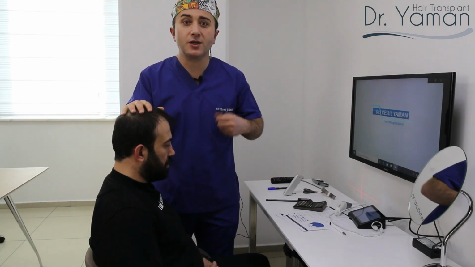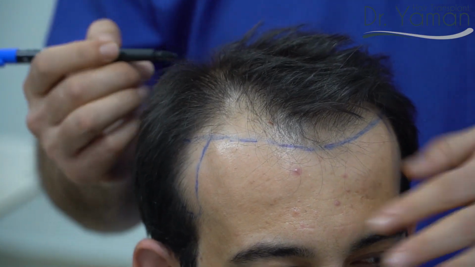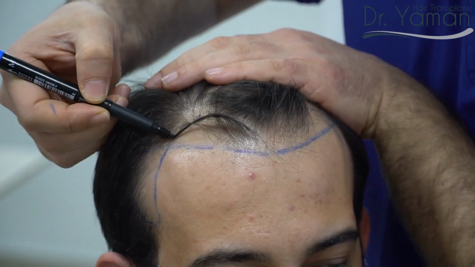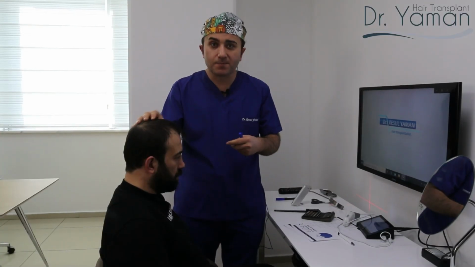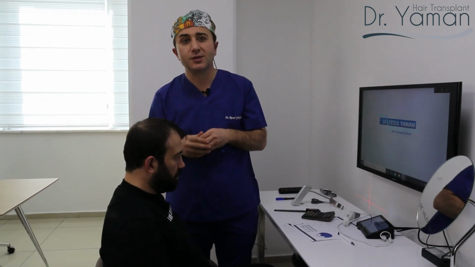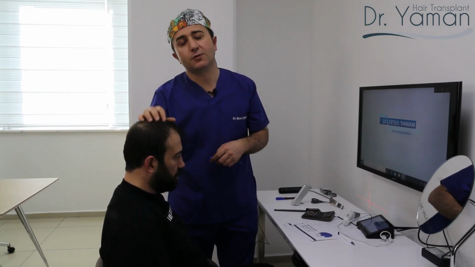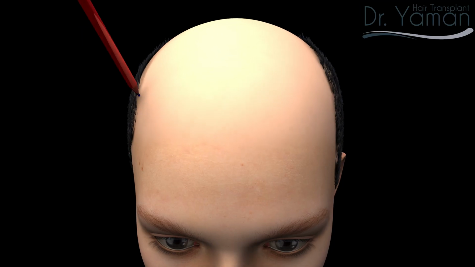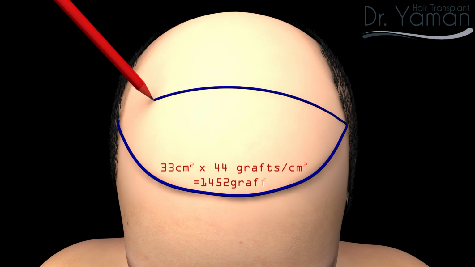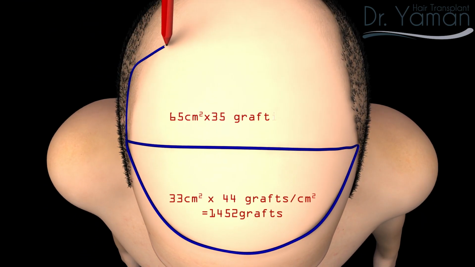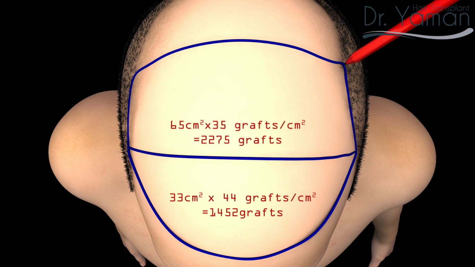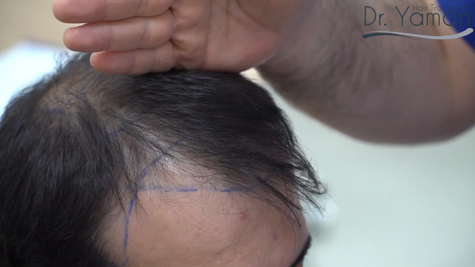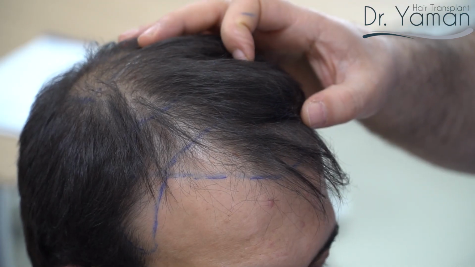The recipient area is ready, and now we are going to make it into geometric shapes and measure it in square centimeters. We have been developing a system which makes these measurements in a 3D scan, and soon we are going to use it. Especially on the front area, the density of hair is very important to get a natural look. We should decide the graft numbers that we plant per square centimeter by considering the patient's hair thickness and the proportion of multiple and single grafts. In this case, we are going to use 46 grafts per square centimeter.